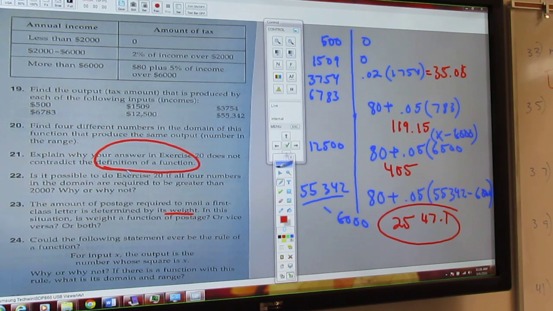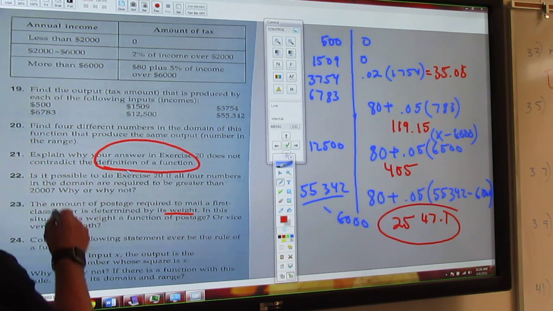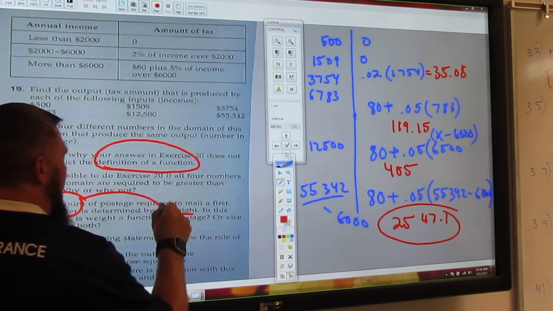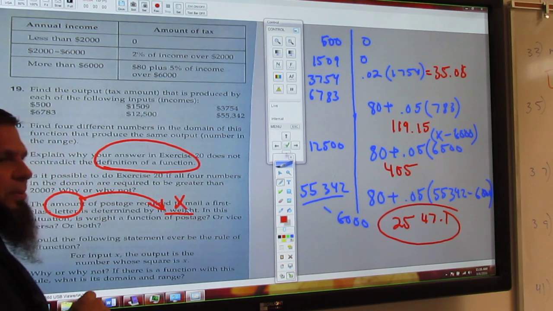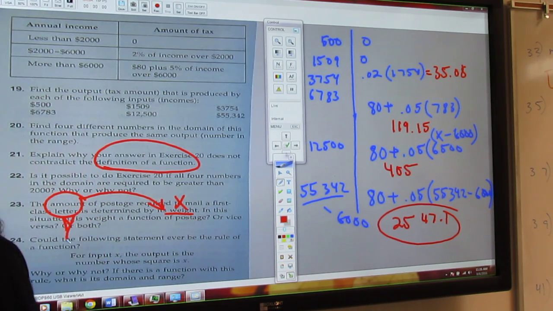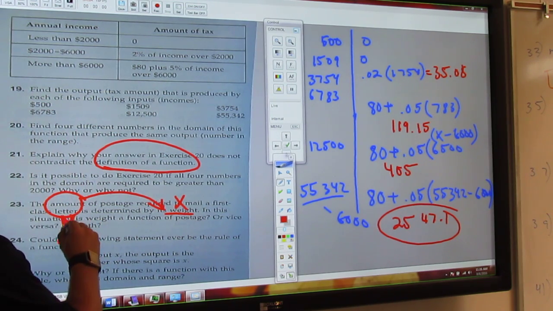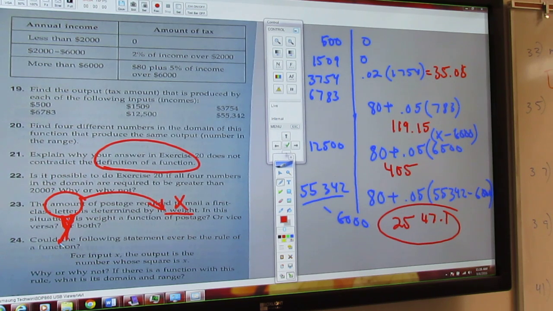All right, number 23. The amount is determined by the weight. So this is your input, this is your output. So this will be your x, this is your y. Can it be a function in both ways? Is the question.